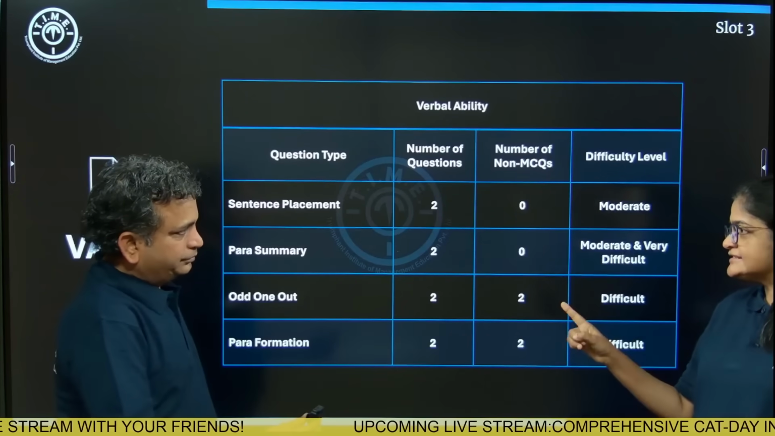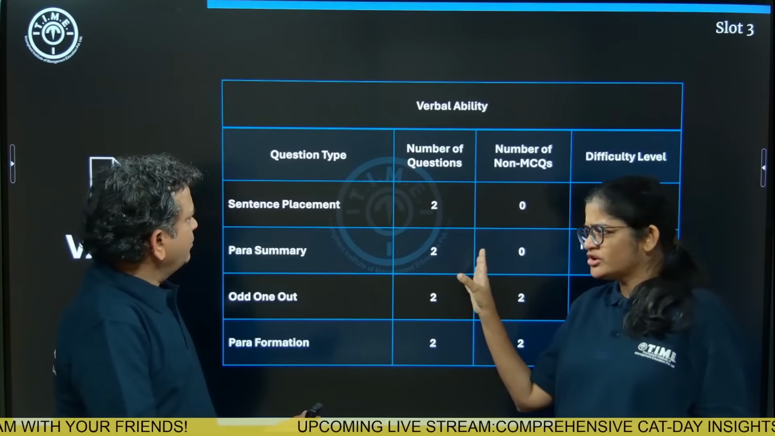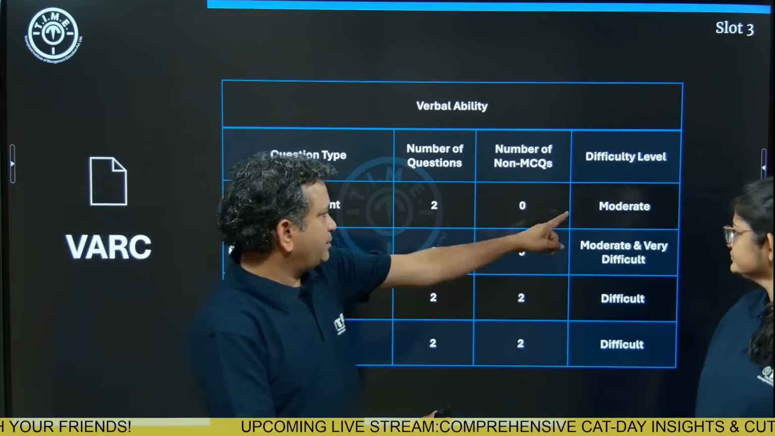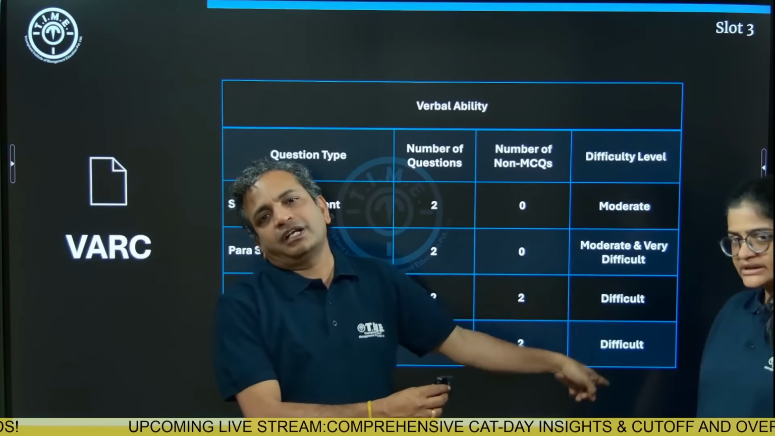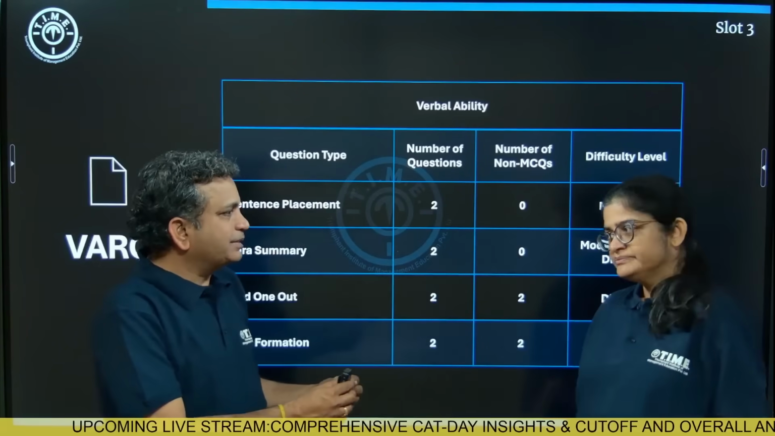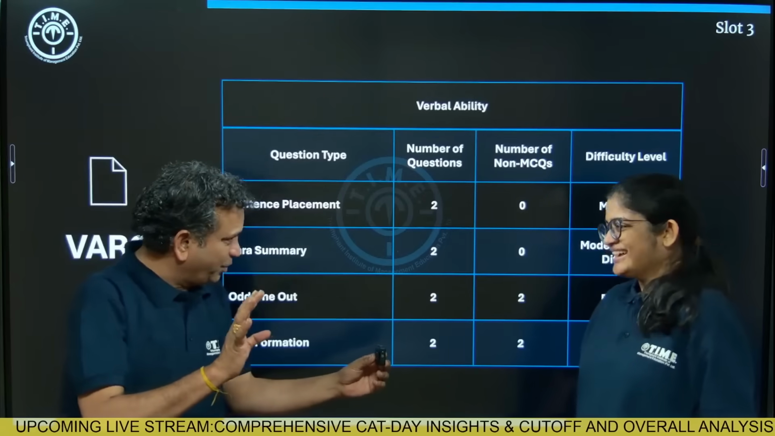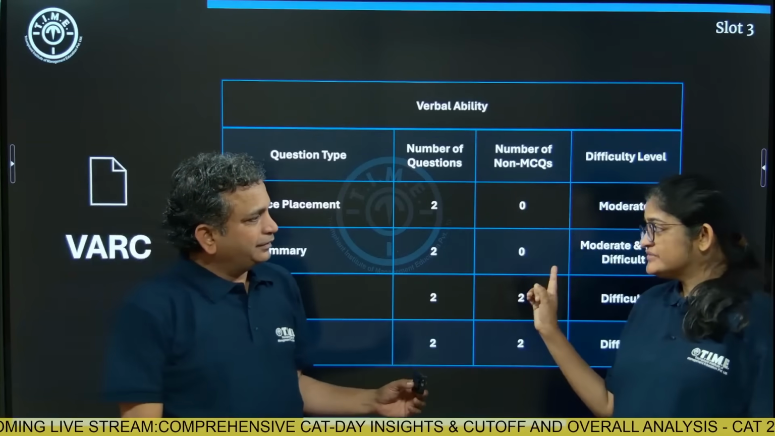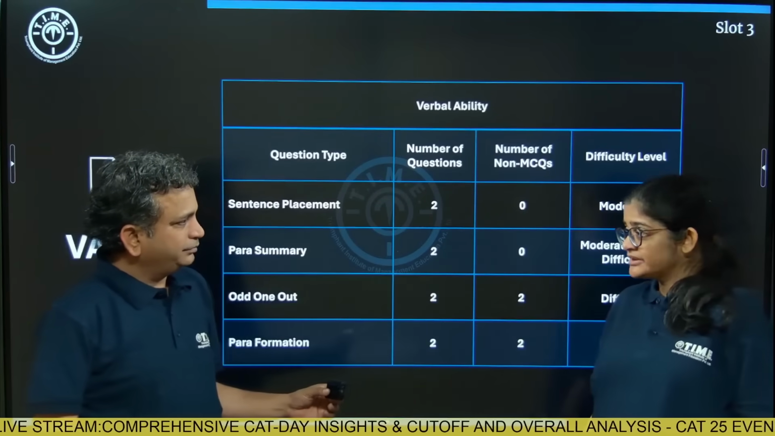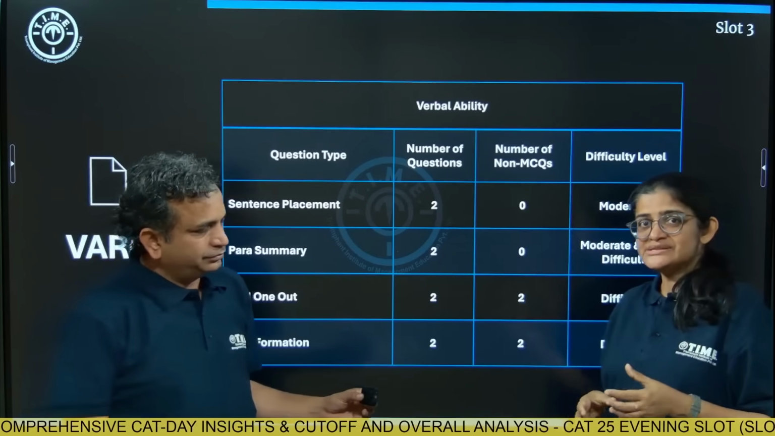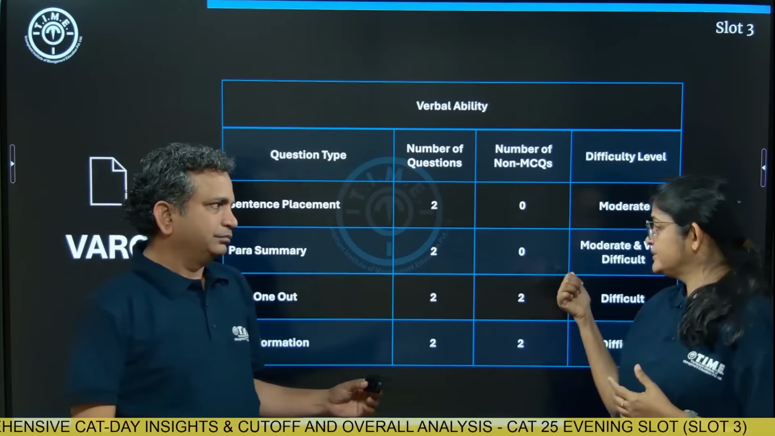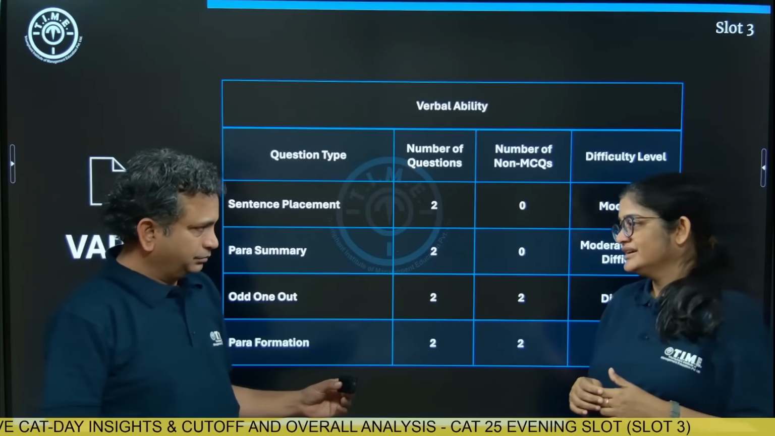There was one sentence placement question which was sort of easy. So out of the question types, only sentence placement is the moderate one. Everything else has the word difficult attached to it. So that makes it clear that it was not a cakewalk. Also the questions were very lengthy, especially the para summary questions. The summary options were lengthy. The passage was lengthy, and there was one para summary passage which was very difficult.